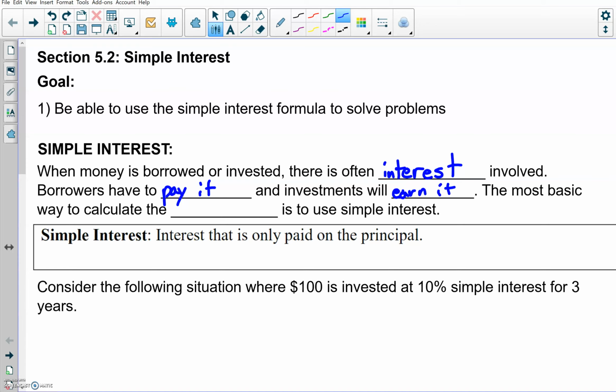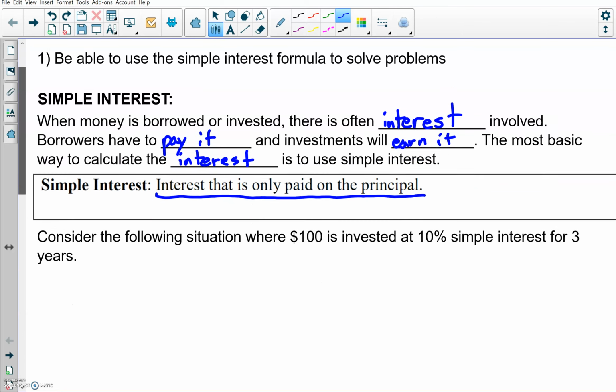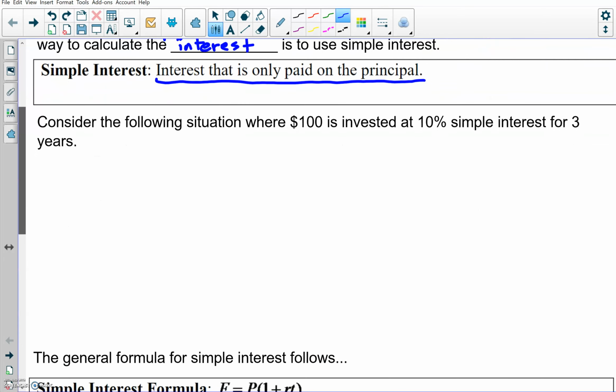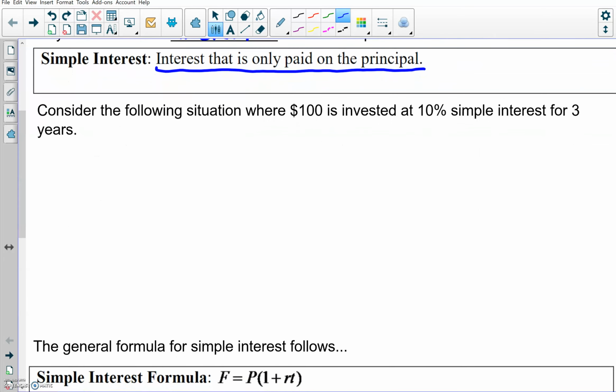And the most basic way to calculate the interest is to use simple interest. The defining characteristic of simple interest is that it's interest that is only paid on the principal. You don't pay it on the interest that you've already accumulated, only on the principal, the original starting amount. So how does it work? Well, let's consider a situation where $100 is invested at 10% simple interest for 3 years.